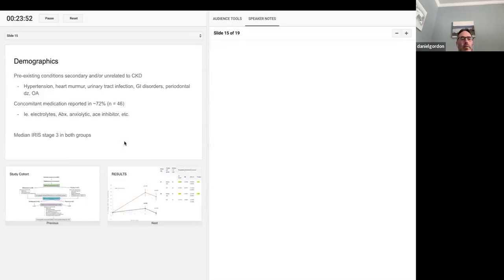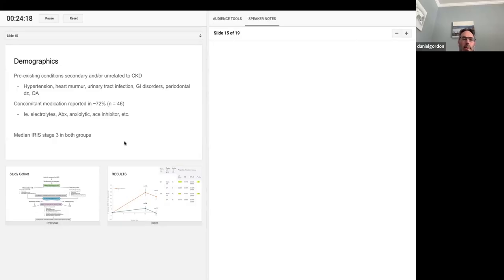When we're looking at their demographics, their pre-existing conditions, secondary or unrelated to CKD, there was hypertension in that group, heart murmurs, urinary tract infections, GI disorders, periodontal disease, osteoarthritis, pretty much all the diseases that we see in every cat that walks through our hospital. And so I think they definitely had a good representation of what it's like in the clinical setting.